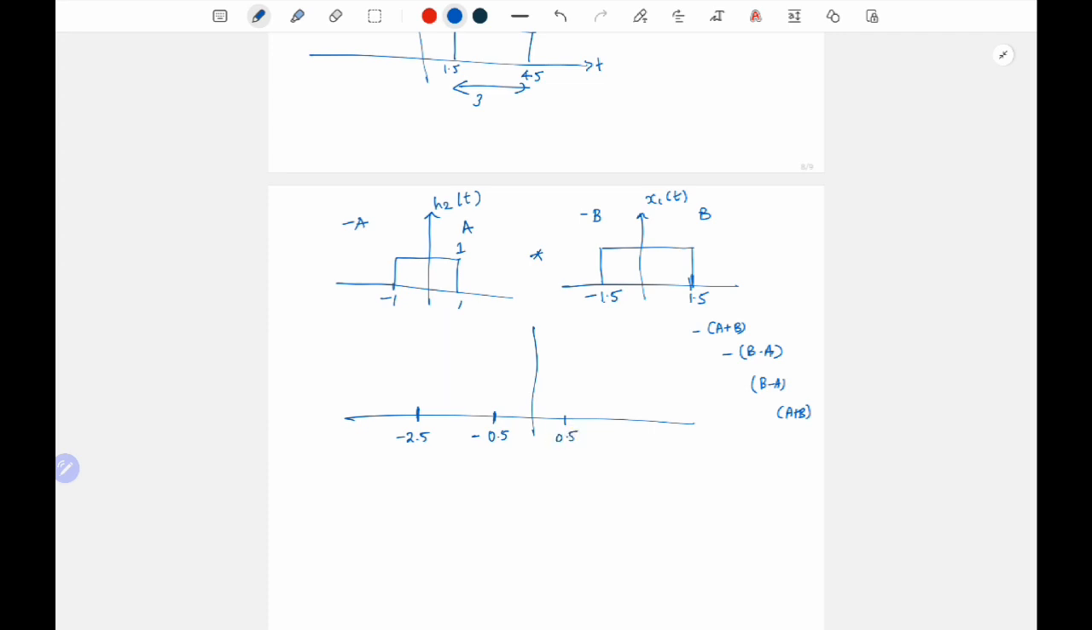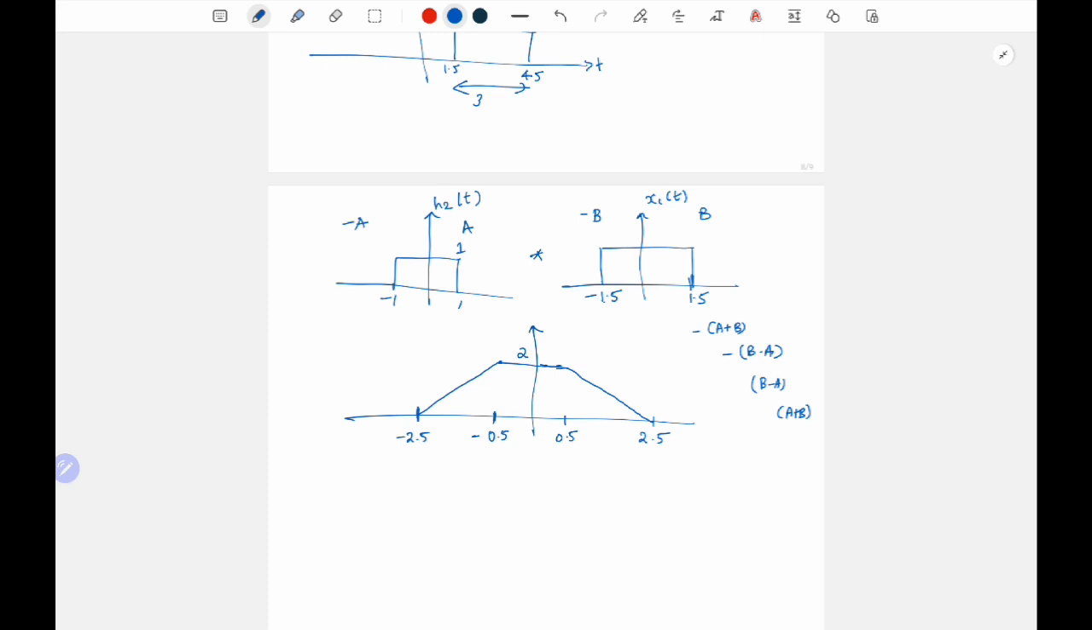And then this will be just a reflection of that. So from here to here it will increase, and up to what value will it go? It will be 2 into the smaller of these two, so it will be 2A. Here A is 1, right? So it will be 2. So it will stay at 2 and then again fall to 0. So this is the convolution.